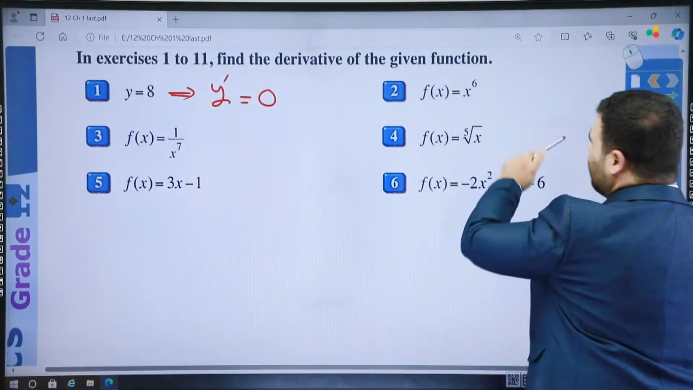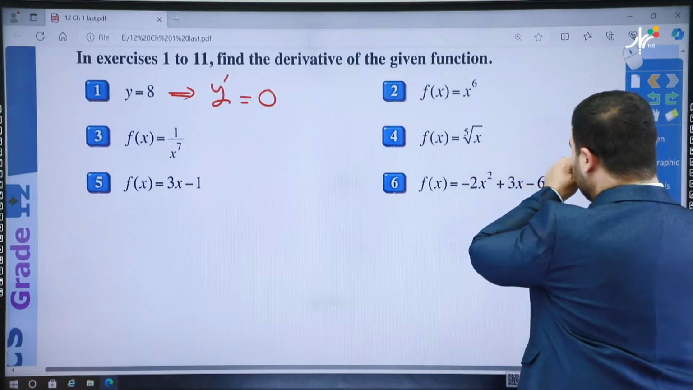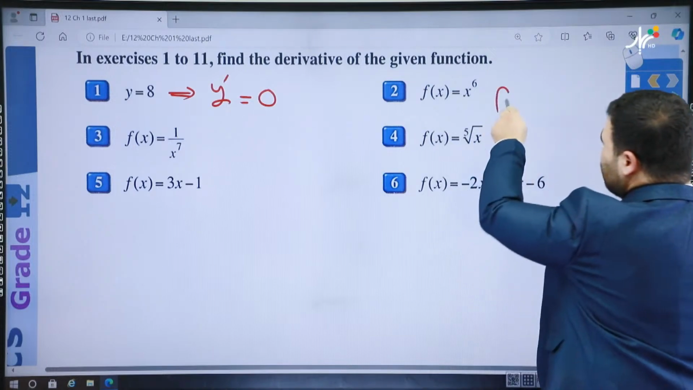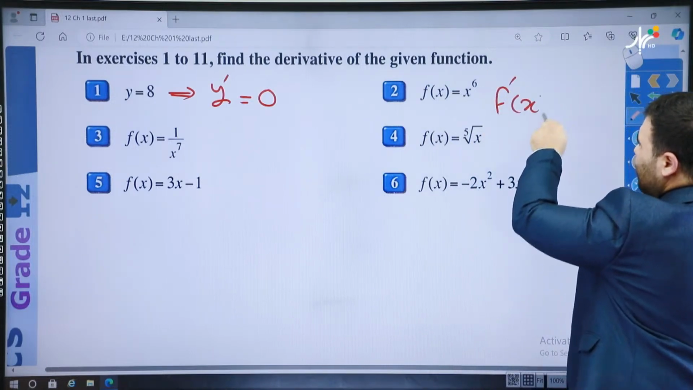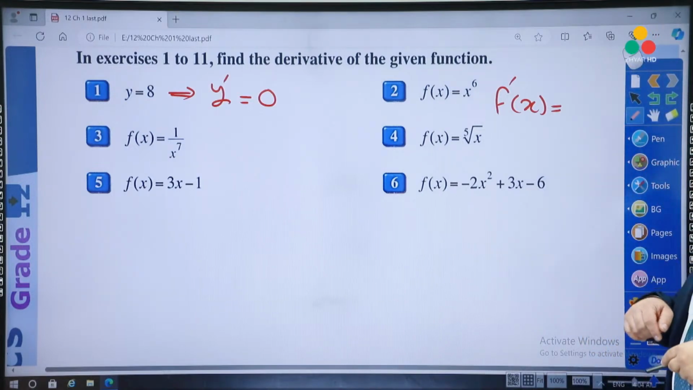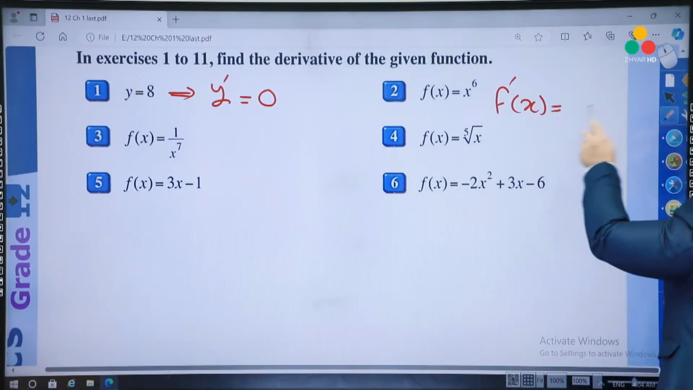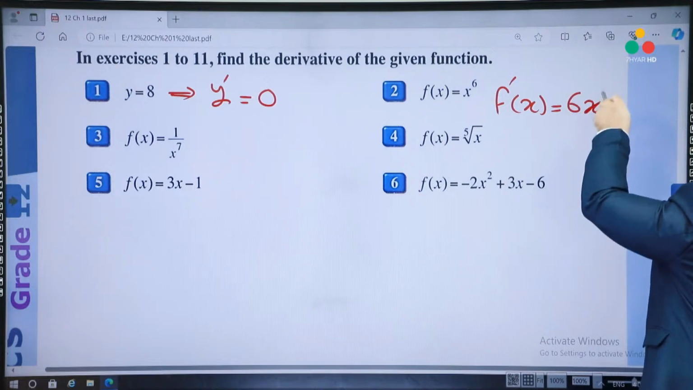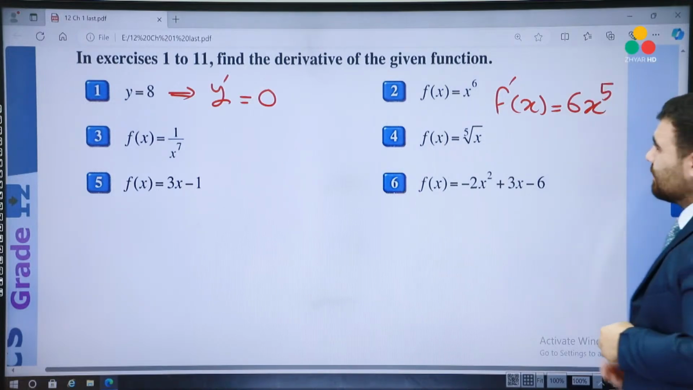Question 2. We have x with a power. It's in terms of f of x, and the answer is like this. f prime of x equal to: the power goes to the front, power minus 1. 6x power 5. This is the answer.